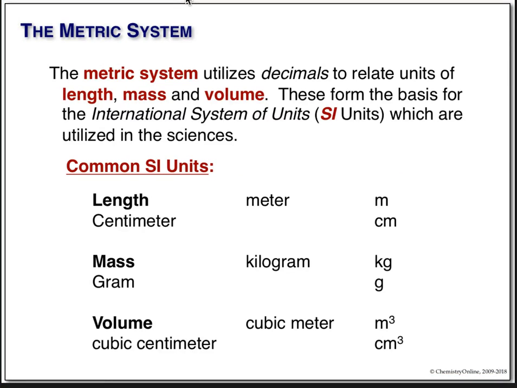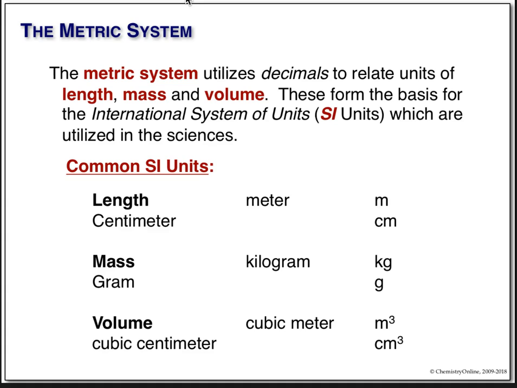All right, let's go ahead and move on to the metric system. The measurements that we take and use are going to be in metric units. The metric unit of length is a meter. Mass is a kilogram. Don't worry about the volume because nobody uses cubic meters.